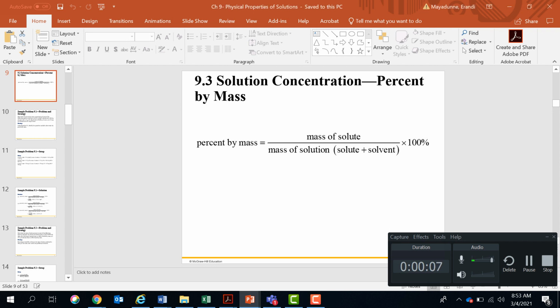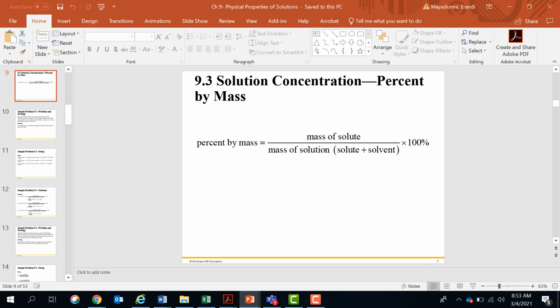I am going to show you chapter 9, solution concentrations. In this chapter, we talk about solution concentrations including mass percent, molarity, and molality calculations. And I want to show you how to find the mass percent at the beginning. So how to find the mass percent? Mass percent is how much percentage of mass of solute is in the total solution.